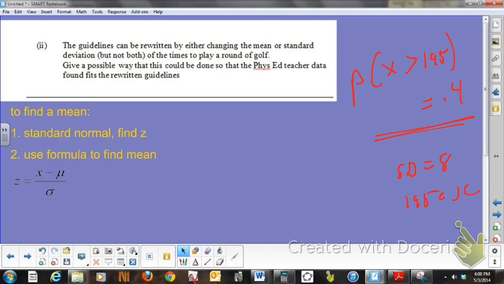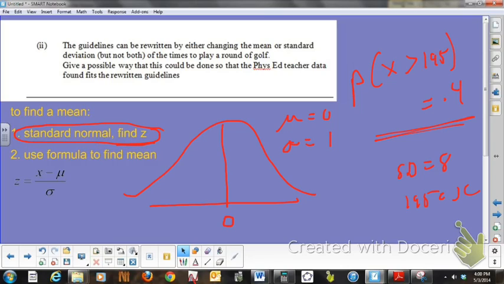In order to do these kinds of questions where we have to find the mean, we have to standard normalize the situation. And we have to find z by standard normalizing it. And then we use the formula and rearrange it to find the mean. So the very first thing we do, and pictures are always useful, when we standard normal, we know that the mean is going to be 0 and the standard deviation is going to be 1. That's what we mean by standard normal.